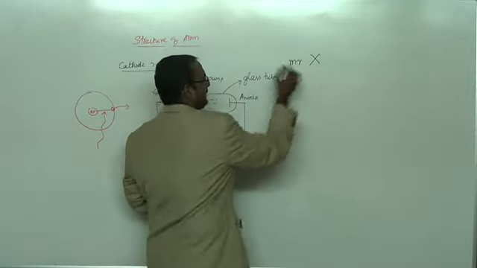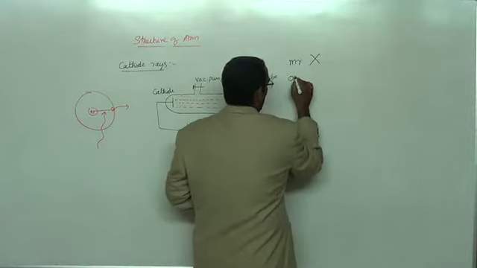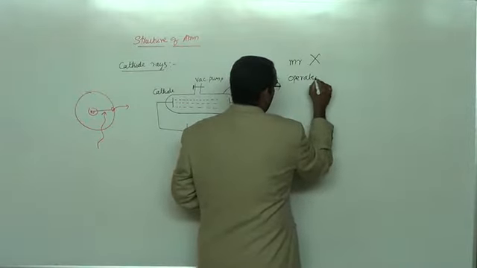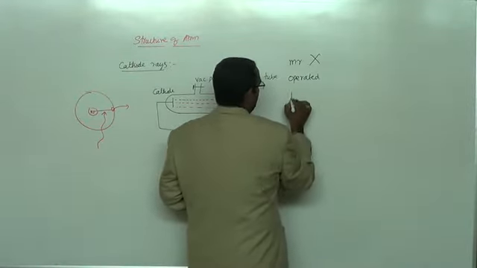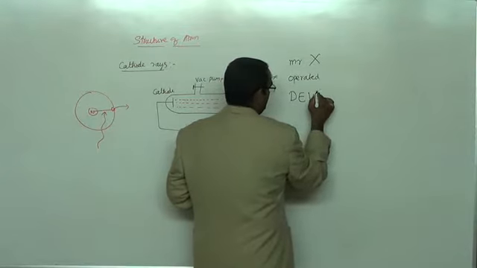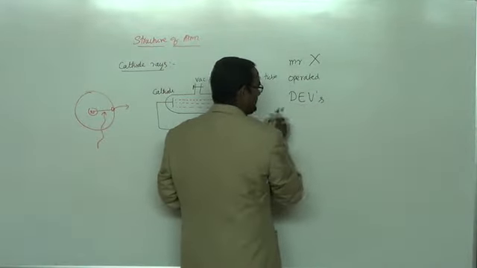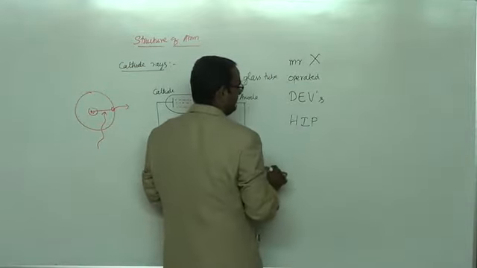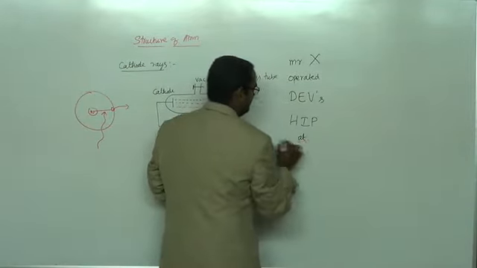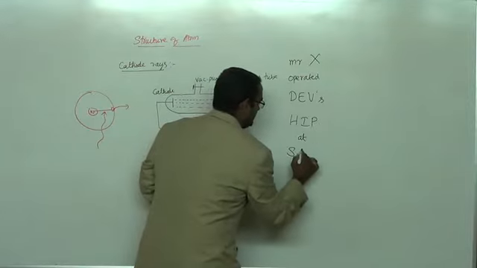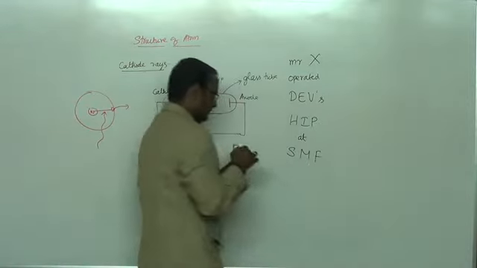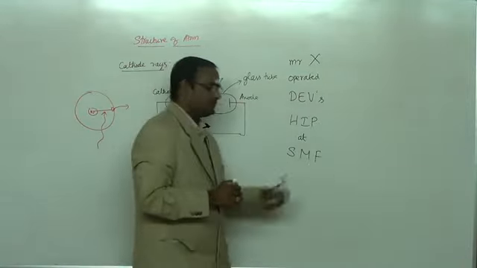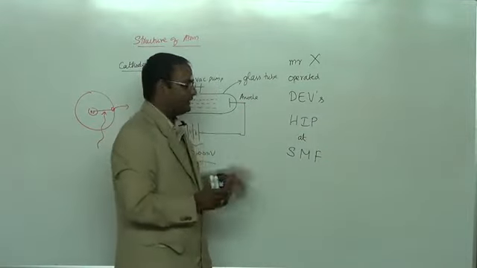So X is a capital letter. Mr. X operated, everything is small. Dev: DEV is capital. Hip, it is capital. At, this small letter. S, M, F. Of course, S, M, F stands for, there are three properties of this cathode rays.